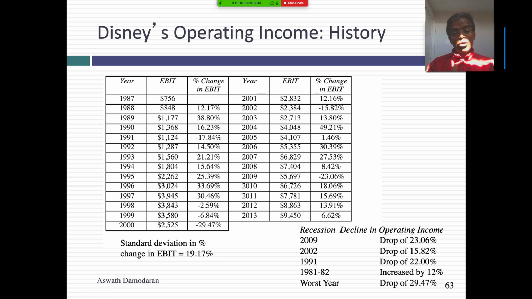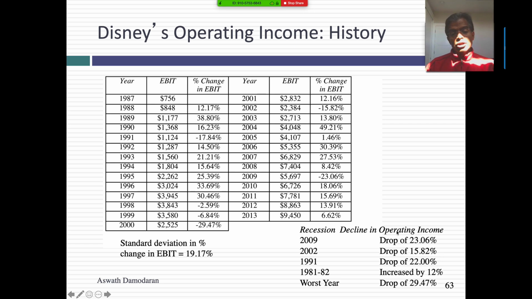Now, when you do this for your company in your project, your company might be like Con Ed. A bad year for it might be only a 5% drop in operating income. Or it could be a tech company where a bad year could be a 40% drop in operating income. So what I'm looking for here is, what does a bad year look like for my company? I also looked at 4 recessions and looked to see how much Disney's operating income dropped in each one. In the 2009 recession, their operating income dropped by 23%. That was a pretty severe recession. 2002 dropped by 16%. 1991 it dropped by 22%. In 81-82 it actually increased.